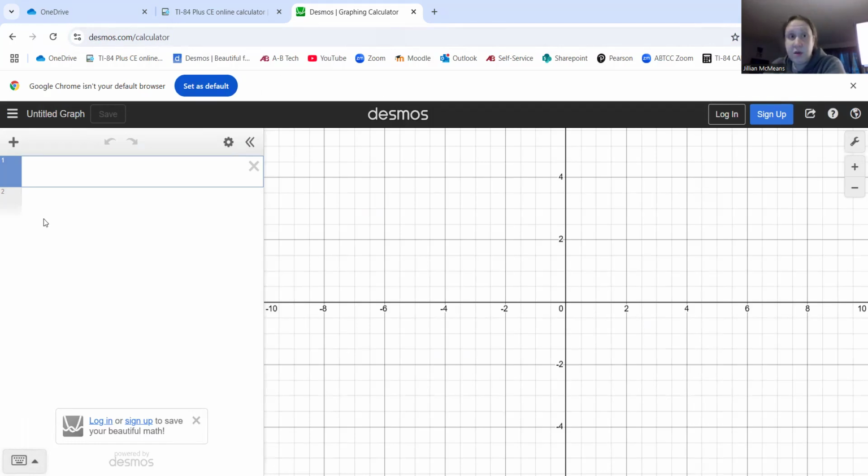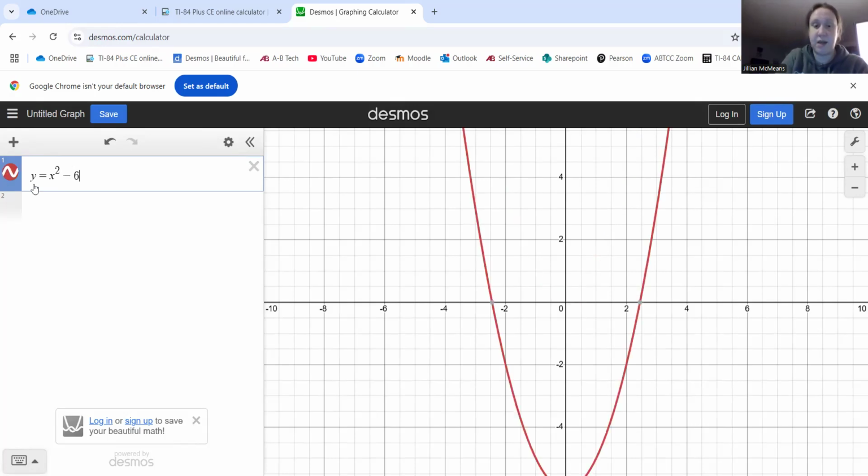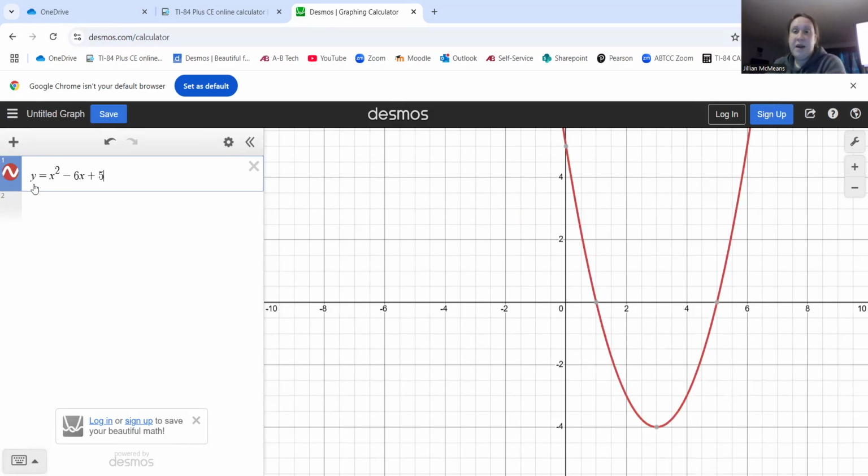So the first equation that we had was y equals x squared, so you can just do x and then use the little caret button, which is shift 6, and then 2. Hit the right arrow to leave that exponent world, and then we want to do minus 6x plus 5. All right, there we have it. So if we look at our x-intercepts, we said our x-intercepts were 5 and 1. So this right here is an x-intercept, and it's 1, 0. This right here is our other x-intercept. It's 5, 0. And this is our y-intercept, which was 0, 5.